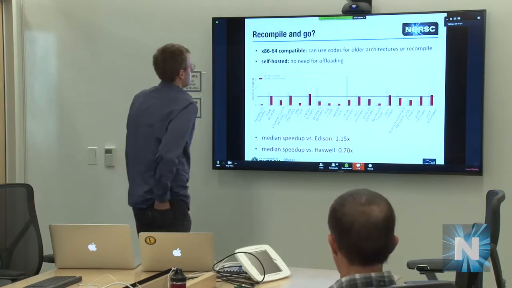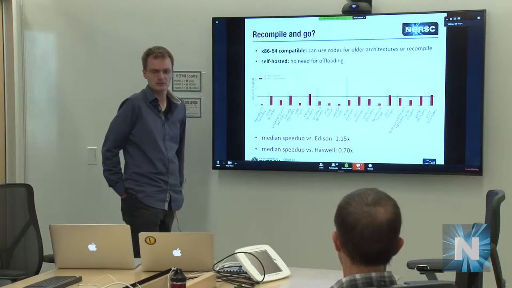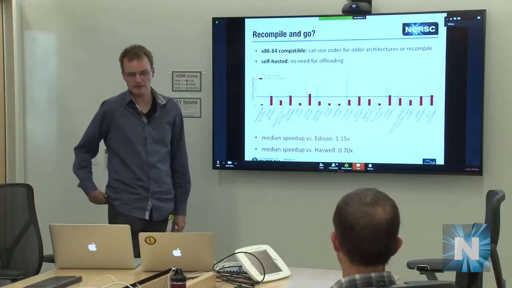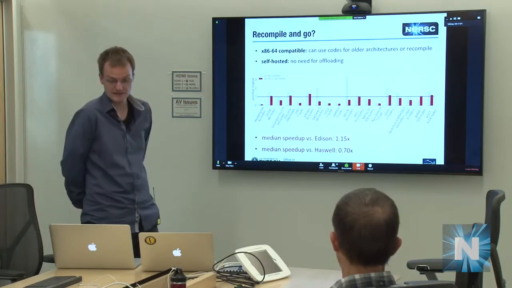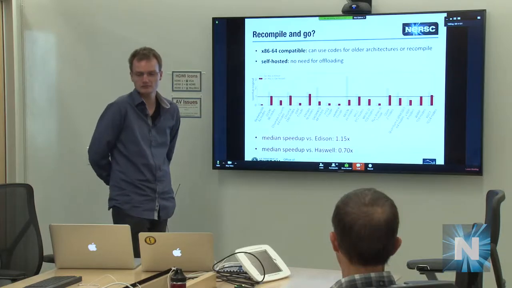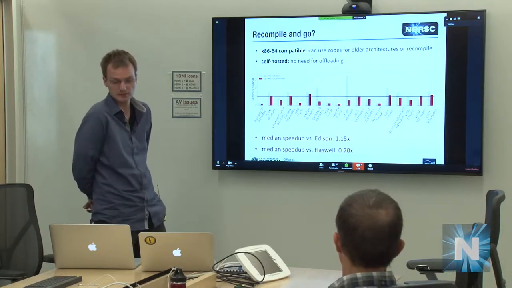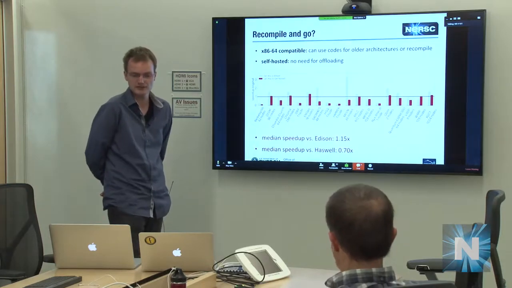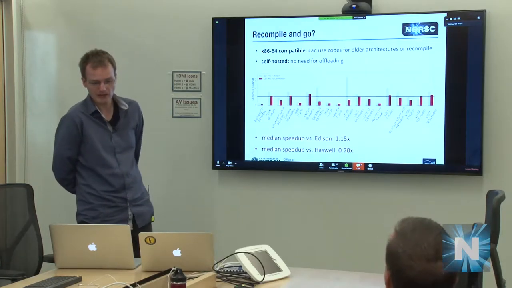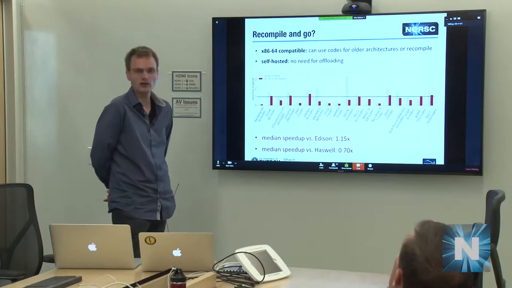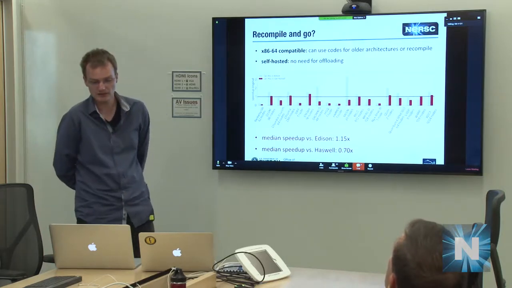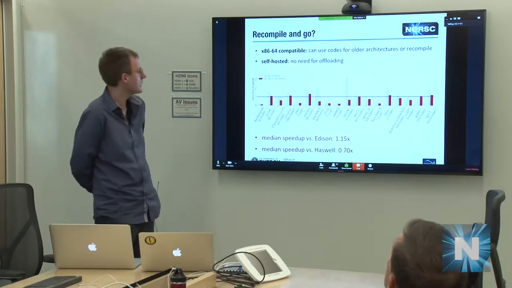So you think, okay, what can we do? Just recompile the code and go, right? A KNL is x86-64 compatible, so technically you can just recompile your code and use it as you did before, or not even recompile it, just use it. Technically, you can do that. And also, it's self-hosted, so there is no need for offloading and complicated pragmas. So you can just run it.